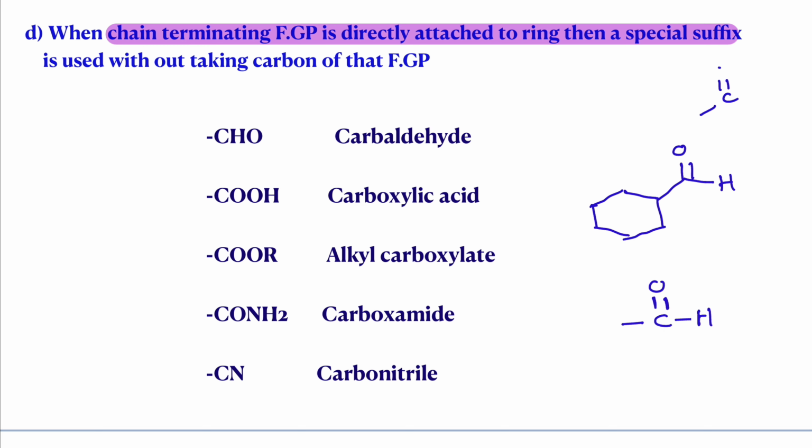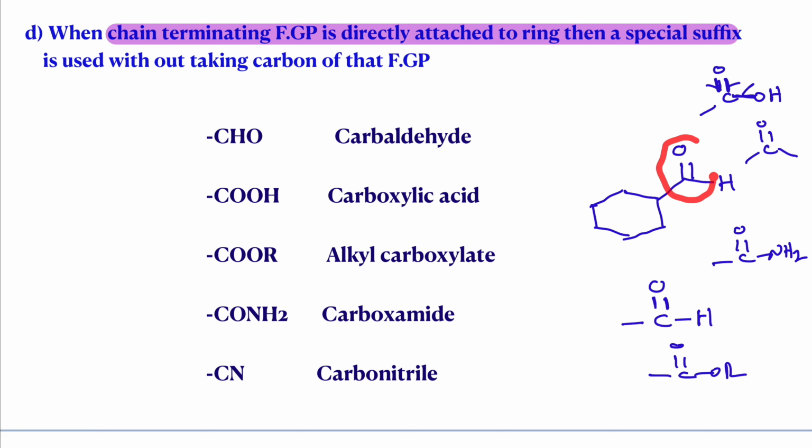Even if you take a carboxylic acid, you can see here three valencies are fixed. You can take ester too, three valencies are fixed. Amide, three valencies are fixed. But ketone is not a chain terminating functional group. It is definitely not a chain terminating functional group. When a chain terminating functional group is directly attached to the ring system, in that situation we have to use special suffixes because we cannot take this carbon into the longest chain. Very clear, but this cannot be your substituent.